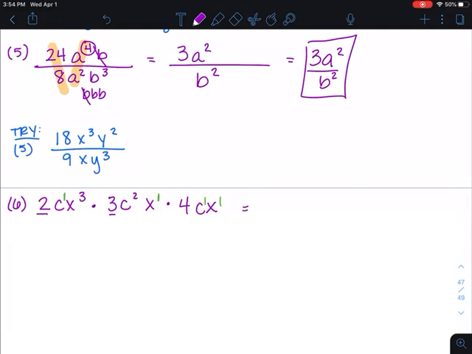Okay? So now let's first do the numbers. So 2 times 3 is 6, and 6 times 4 is 24. Then we're going to do our c's, so we're going to keep our base c and add the exponent. So 1 plus 2 is 3, plus 1 more is 4. And now we're going to do the x. 3 plus 1 is 4, plus 1 more is 5. So you'll have 24 c to the 4th power, x to the 5th power.